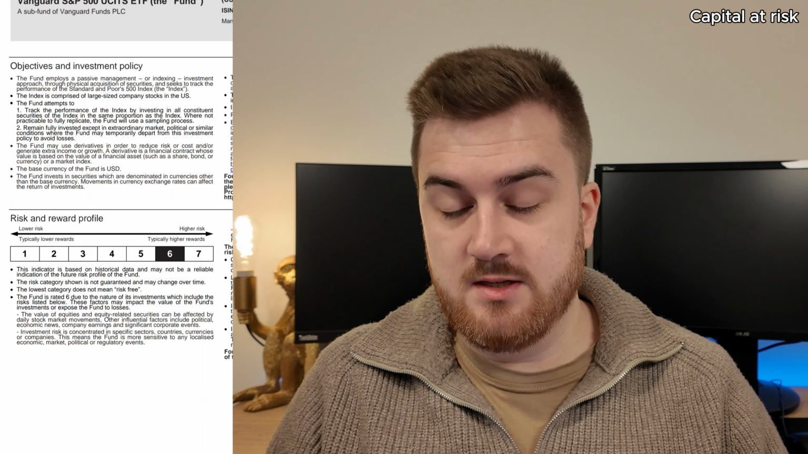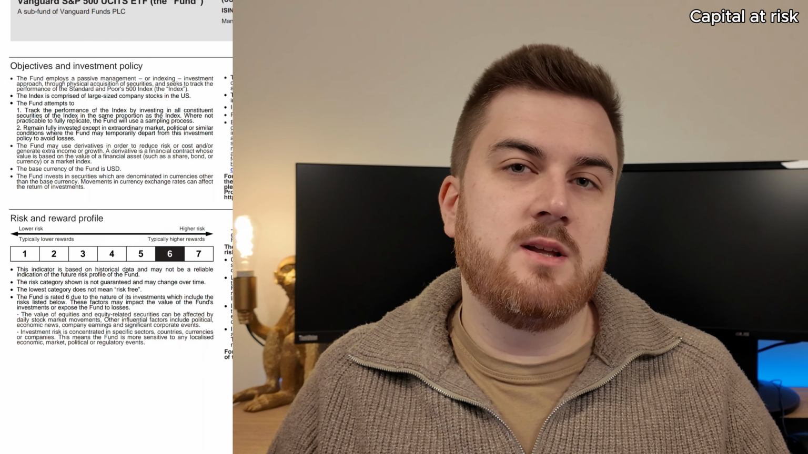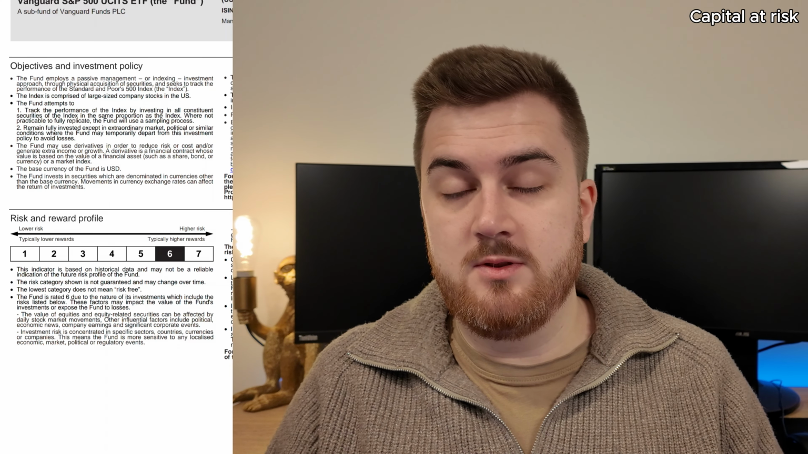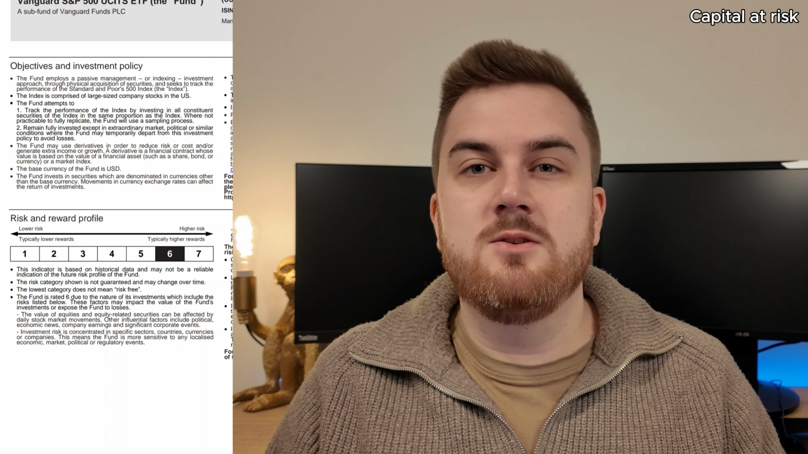Because this is 100% equities, US stocks, this has a risk of 6 out of 7. On the other hand, a bond fund will be on the other end, like a 2 or a 3, and then a money market fund will be a 1. So what you've got to understand with the risk and reward profile is that this is a regulatory requirement. And whilst I'm not a financial advisor, how I would interpret the risk and reward profile is that a 5, 6, or 7 basically means it's not suitable at all for short-term goals. That does not mean that it's ridiculously risky over the long term, in my opinion.